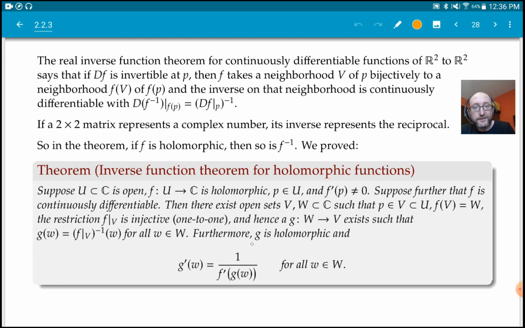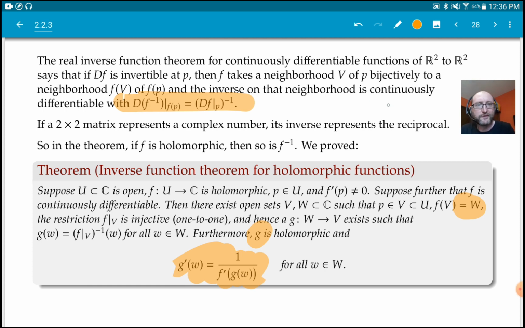And furthermore, that's already saying something. For example, this is an open set, and f is injective in a neighborhood. But furthermore, this inverse is holomorphic, and its derivative is given by this formula, and it's precisely this formula over here.